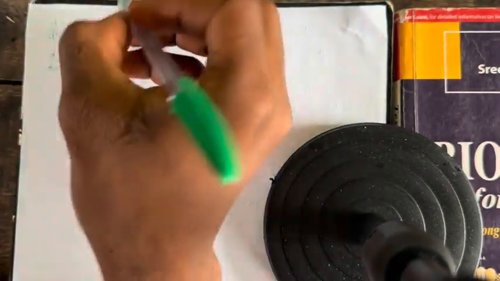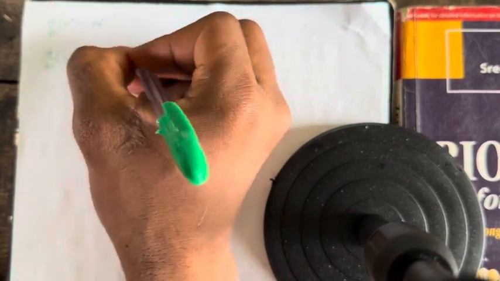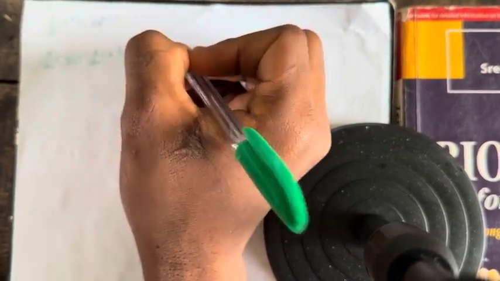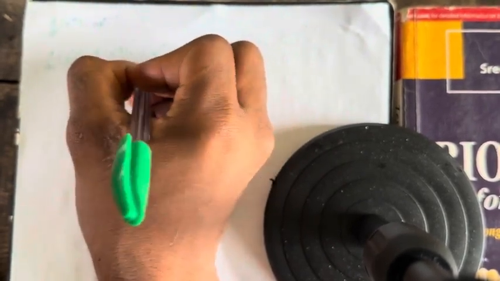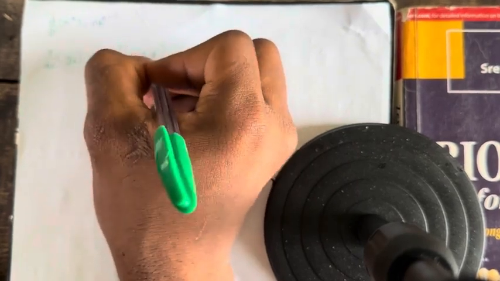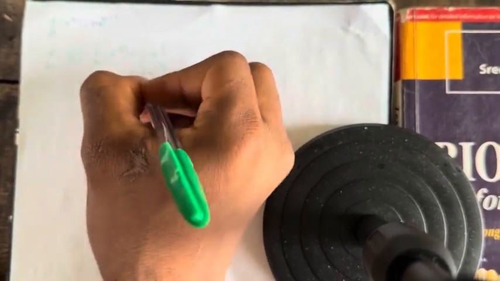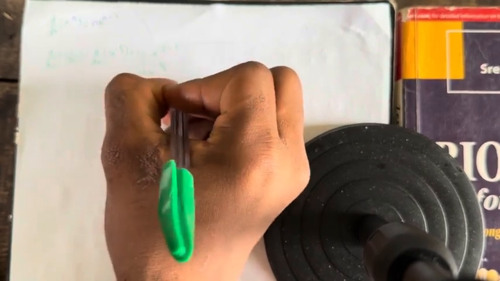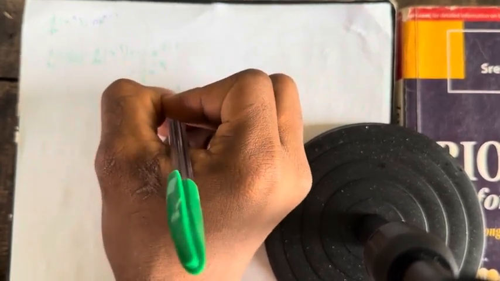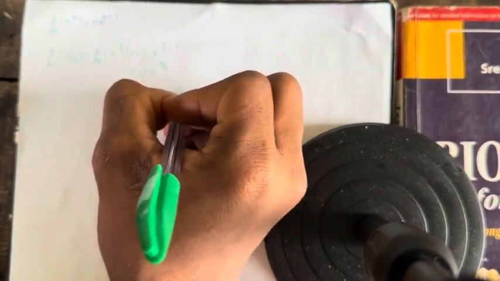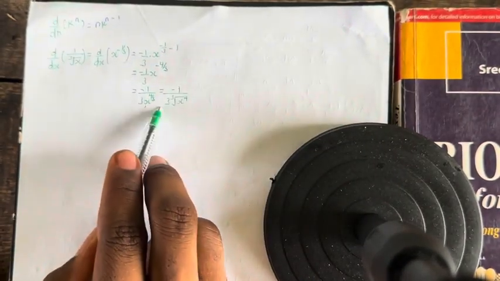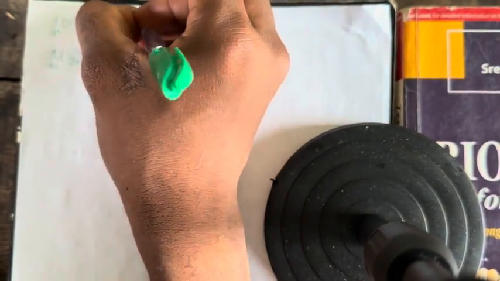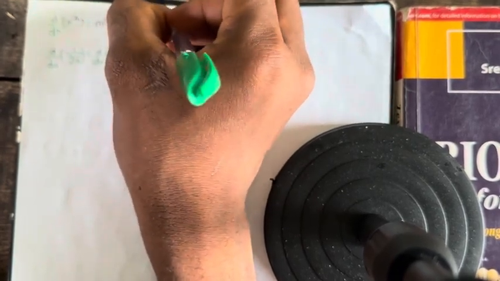Now let's evaluate the derivative of this. The power here is minus 1 over 3. So that's minus 1 over 3 multiplied by x to the minus 1 over 3 minus 1. This will be equivalent to minus 1 over 3 x to the minus 4 over 3, which is minus 1 over 3 x to the 4 over 3, which is minus 1 over 3 times the cubic root of x to the 4. How? Because a to the m over n is equal to the nth root of a to the m.